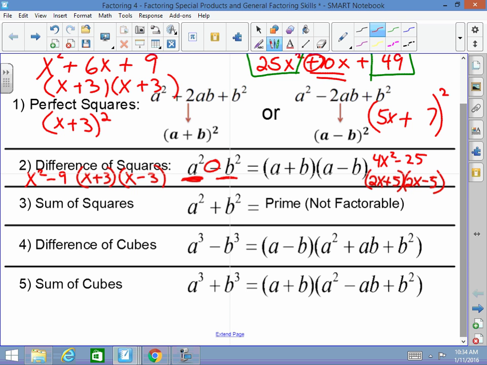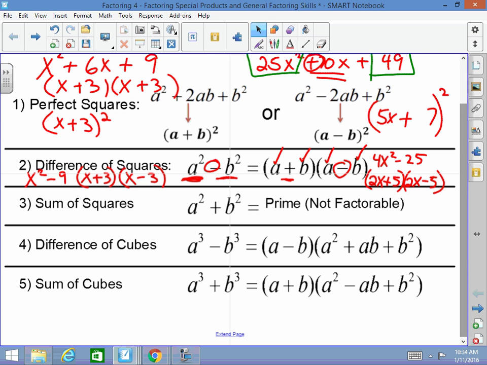So when you have a difference of 2 perfect squares, you factor it by taking the square root of the first term plus the square root of the second term times the square root of the first term minus the square root of the second term. Questions, comments, concerns? Awesome. Thank you, my brothers.